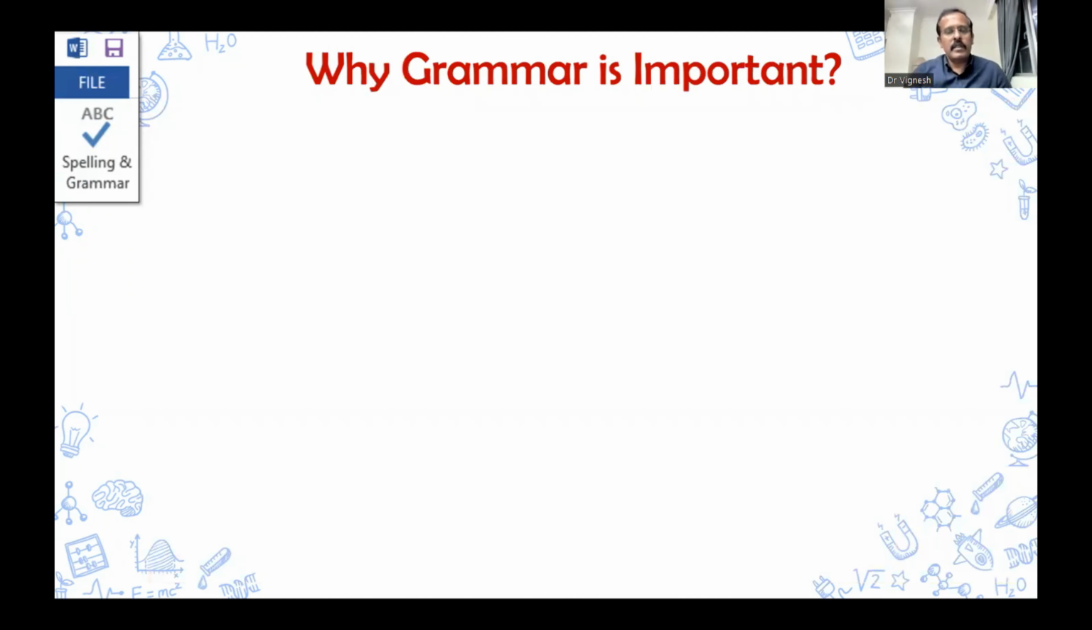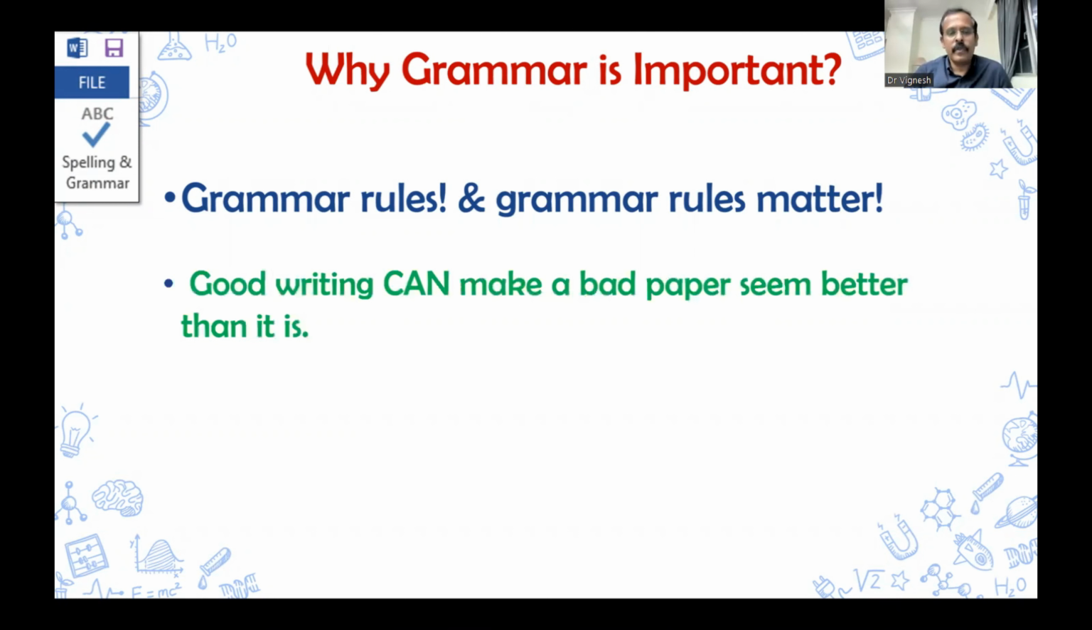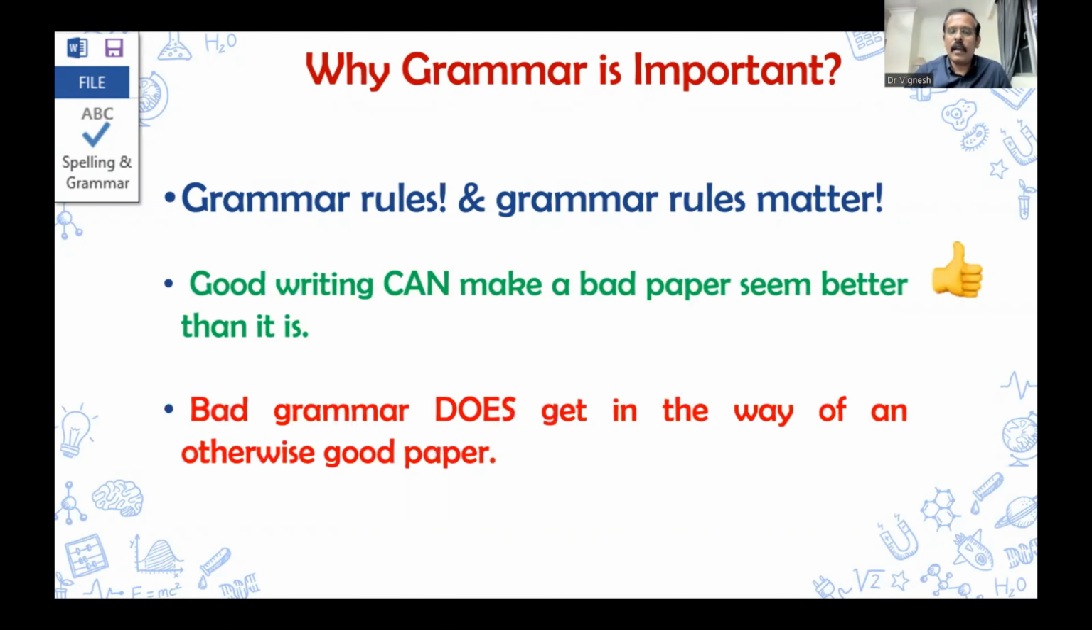Okay, so we are done with the literature search and now we are going to write something. While writing, we should be very careful with the language because we are not native speakers of English. So we have to be very careful about certain language and grammar rules. Of course, our word processor has some spelling and grammar checks, but in spite of that, it's not that good at spotting errors. A good writing can make a bad paper seem better than it is, and bad grammar does get in the way of an otherwise good paper. So we should keep this in mind.